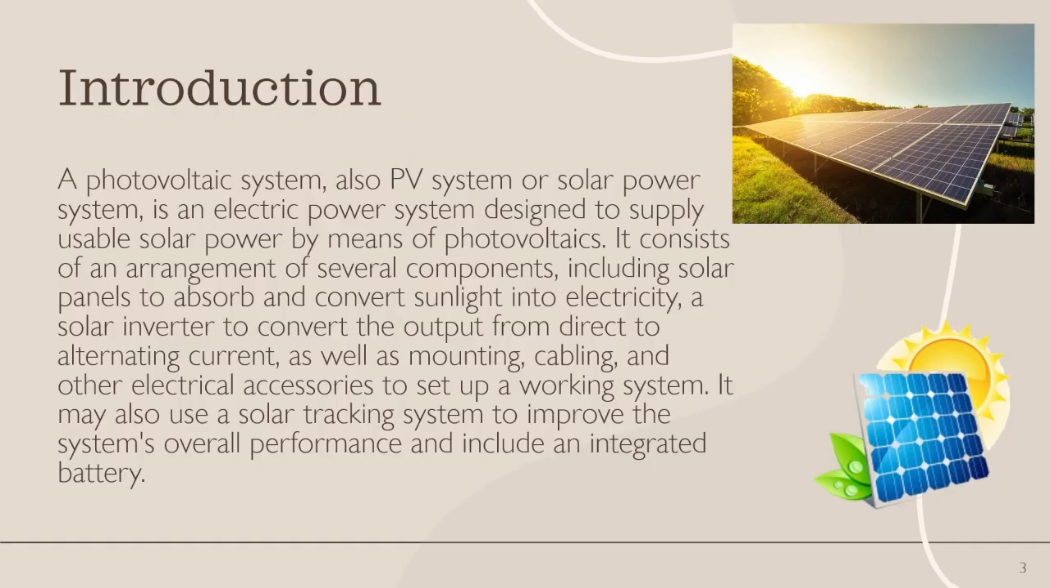Introduction. A photovoltaic system, also PV system or solar power system, is an electric power system designed to supply usable solar power by means of photovoltaics. It consists of an arrangement of several components, including solar panels to absorb and convert sunlight into electricity, a solar inverter to convert the output from direct to alternating current, that is, from DC to AC, as well as mounting, cabling, and other electrical accessories to set up a working system.